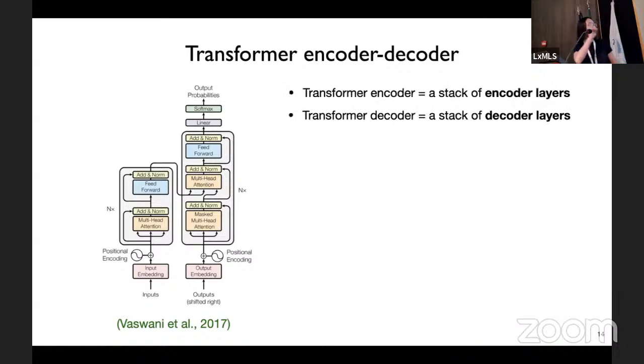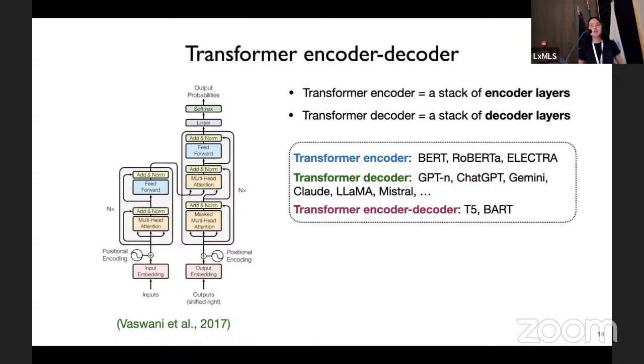Okay, so next, let's look at this figure. This figure is a transformer encoder-decoder. The left side is the encoder, and the right side is the decoder. The encoder is basically a stack of transformer encoder layers, and the decoder is also a stack of decoder layers. As I mentioned, people have been using the transformer encoder and decoder jointly and also separately.